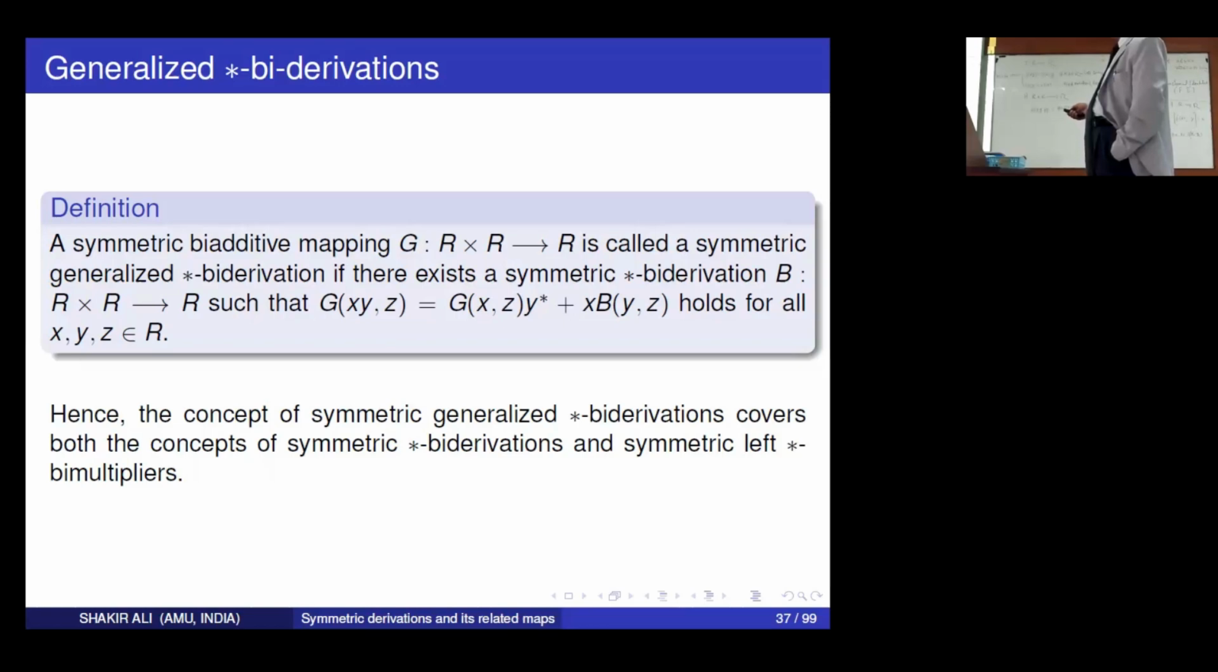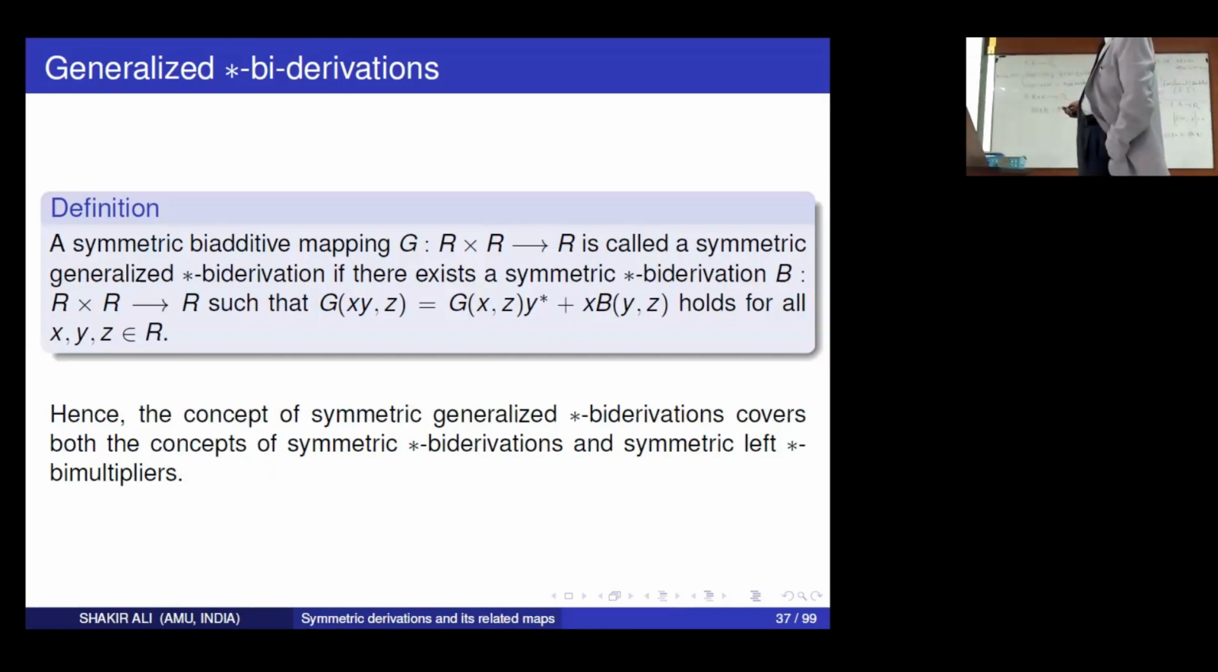And if you look at the definition, if there exists a symmetric bi-derivation, okay, that means G(x, y) with this G(x, y) star, and this is what? This is the bi-derivation. So in fact, if you look at the connection between bi-derivation and generalized bi-derivation, every bi-derivation is a generalized bi-derivation when we have B0. Okay, and again, the converse need not be true. That means there exist generalized bi-derivations which are not bi-derivations.